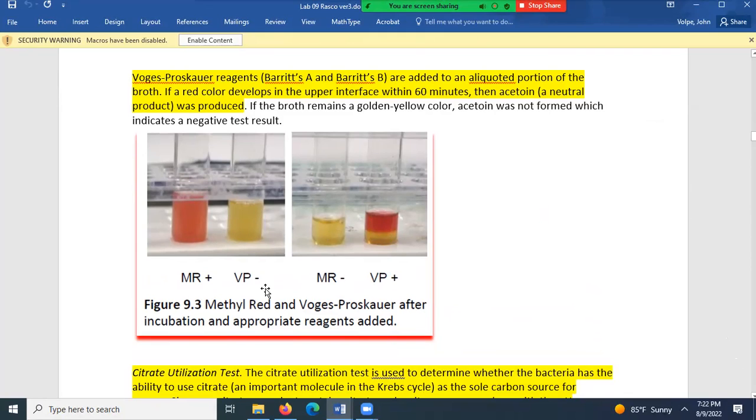Any question about any of that? The good news is with indole, MR, and VP, if any of them are positive, it'll be red. And if it's not red, it is negative.